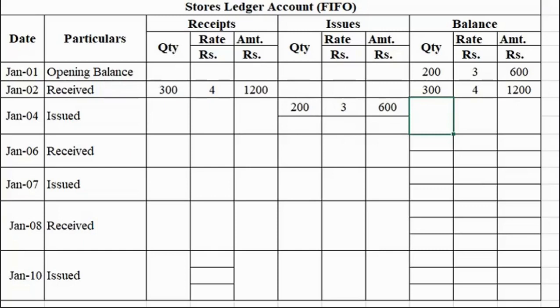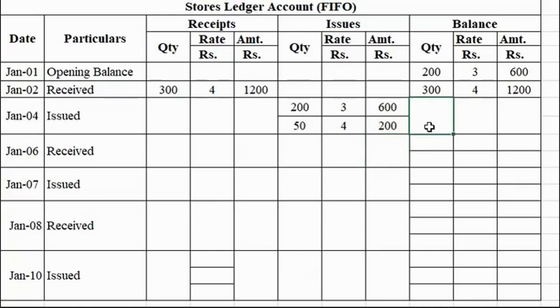As FIFO says, first in, which comes first will be sent out first. So 200 units were first; we sent those 200 units. The remaining 50 units will be taken from this 300 units. So 50 units into per unit value of 4 rupees. So 50 into 4, how much will you get? 200 rupees. 50 into 4, 200.